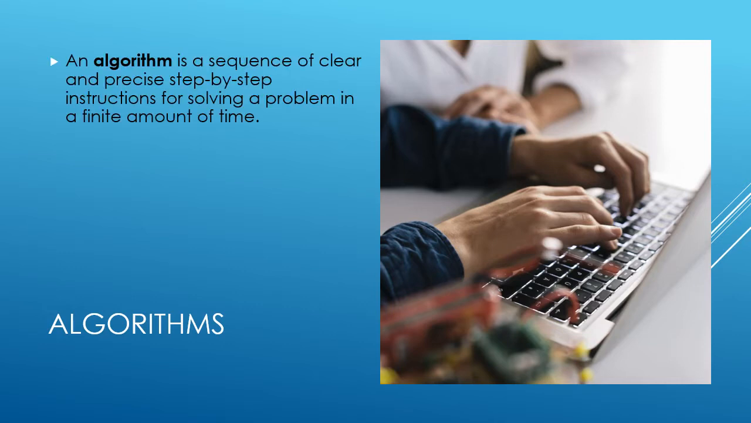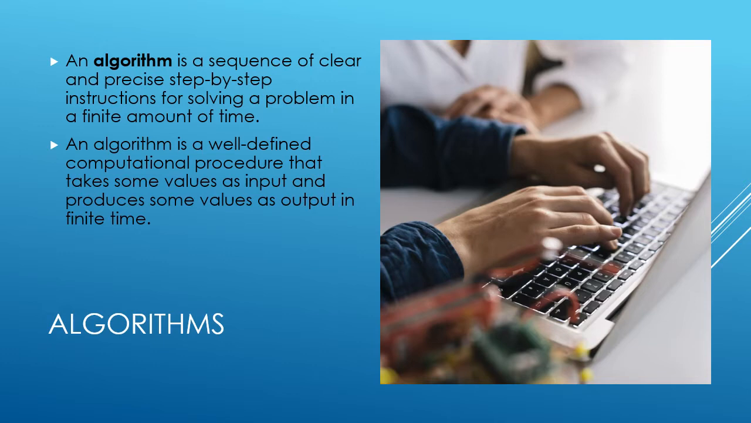An algorithm is a sequence of clear and precise step-by-step instructions for solving a problem in a finite amount of time. If you remember, this is the definition that I gave you in the previous lecture. An algorithm is a well-defined computational procedure that takes some values as input and produces some values as output in finite time. Algorithm plus data is a program.